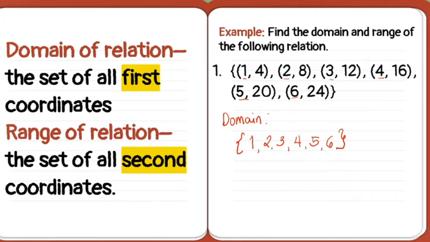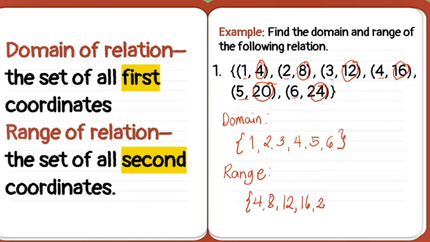So, yun yung domain. And then, for the range, lahat naman ng second coordinate. So, ito yung mga second coordinate: 4, 8, 12, 16, 20, and 24. So, write mo lang siya. So, ganun lang kadali kunin yung domain and range.